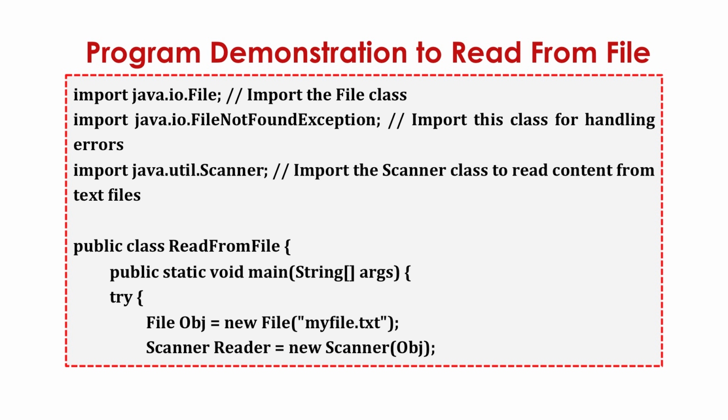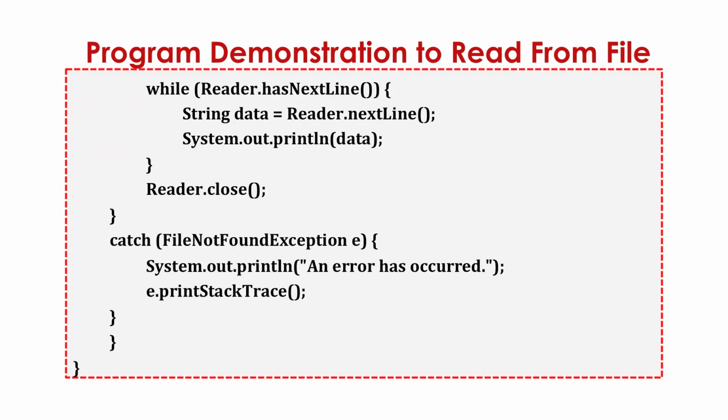Its instance is declared there, and we are trying to read using nextLine with the help of the reader instance. Whatever input we have taken from that file is stored in a String type object named data, and that data is displayed using the println function. If the file reading operation is successful, then at the end, reader.close, with the help of that close method, we have closed the file.